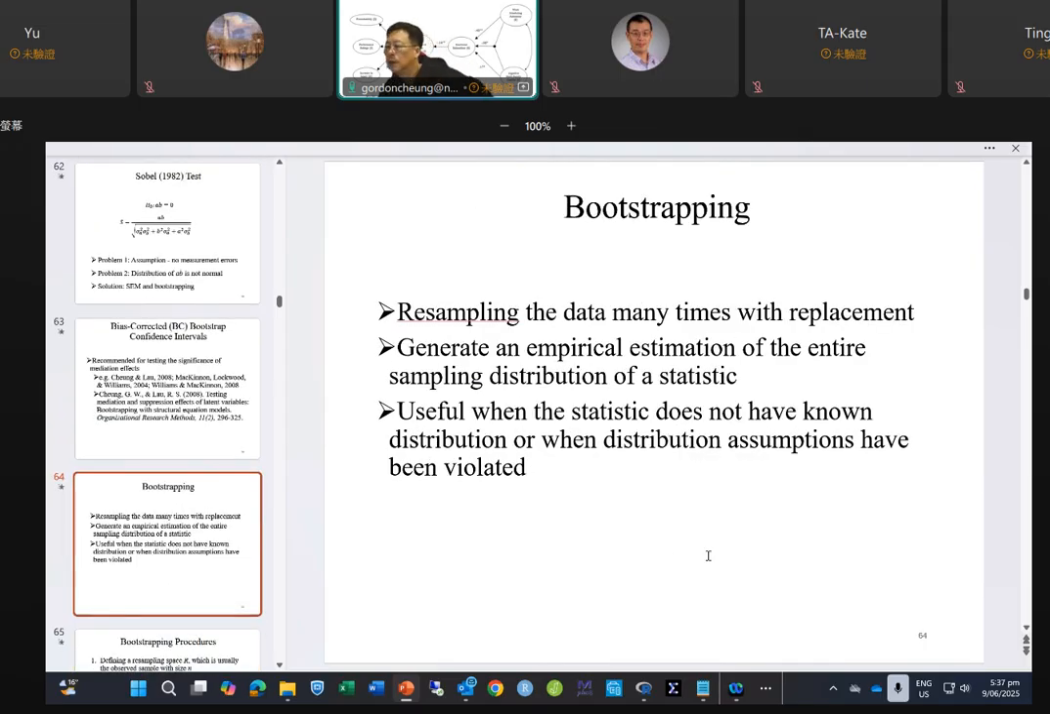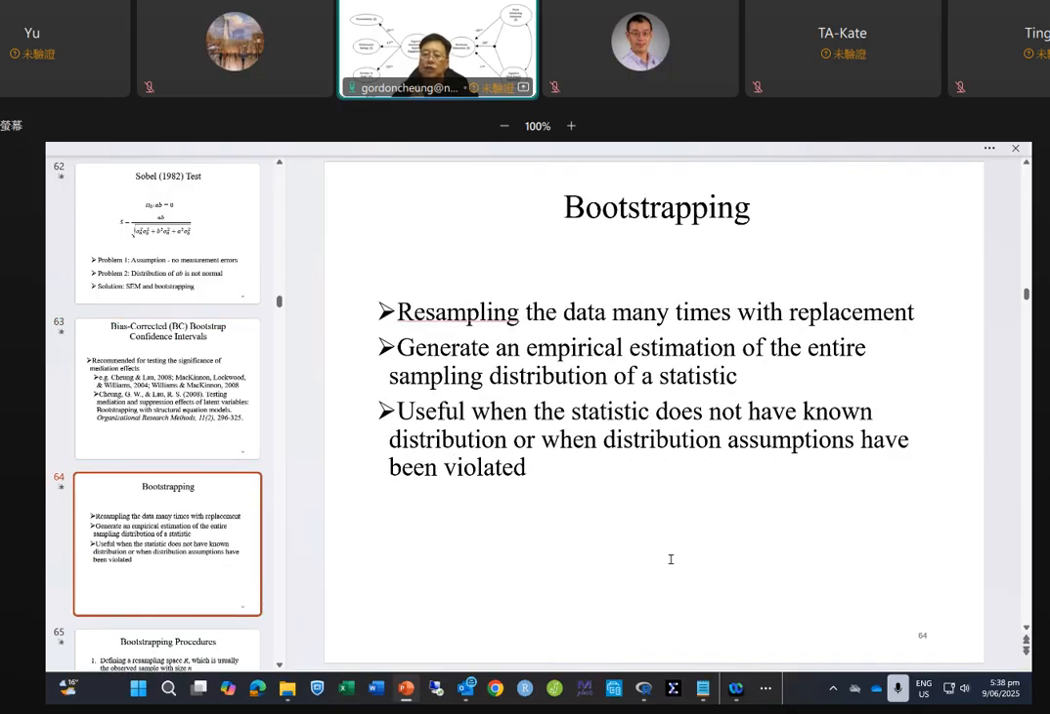What is bootstrapping? Now, we know that A times B is not normally distributed. In fact, we do not know what the distribution of A times B is. If we do not know the distribution of your estimated parameters, the best we can do is to resample the data many times with replacement to generate a sampling distribution. Instead of relying on the normal distribution or t distribution, we generate a distribution of your estimated parameters.